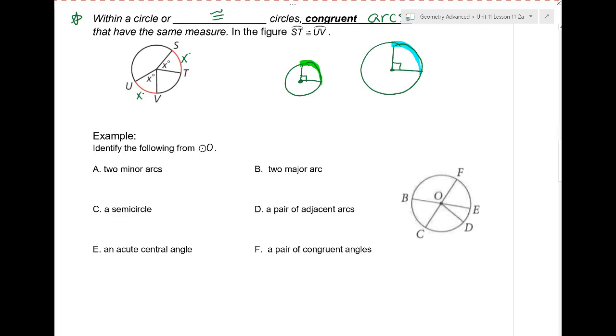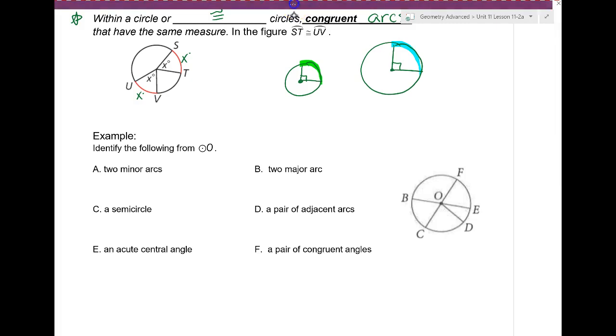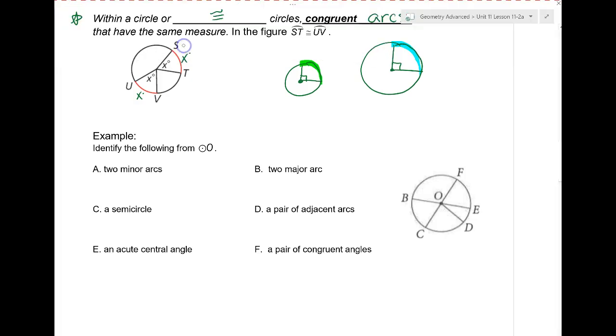All right, let's have some fun. A lot of it's just identifying today. So do you think I'm going to care about your notation? You bet. You know I will. All right, so let's do some notation with this stuff. All right, identifying from circle O to the right. I need 2 minor arcs. Who's got 2 minor arcs for me on this one?